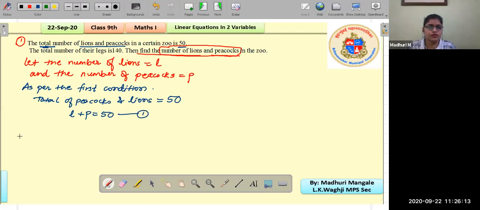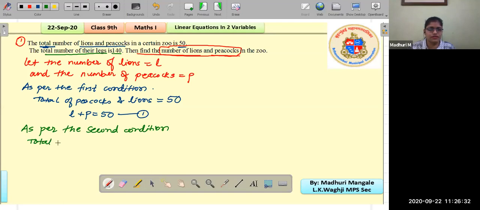Now we move to the second condition. We will write the step as per the second condition. What is the second condition? Total number of their legs is 140. Now this is interesting. Total number of legs is equal to 140. Now let us quickly do some rough work.